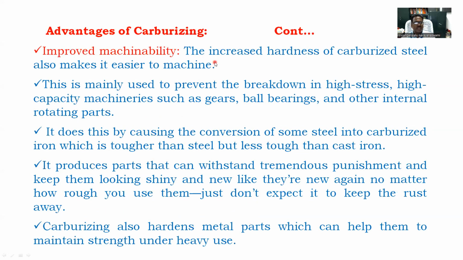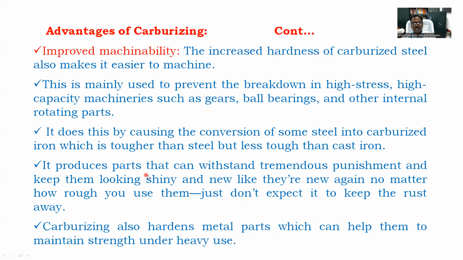The advantages of carburizing: improved machinability. The increased hardness of carburized steel also makes it easier to machine. This is mainly used to prevent the breakdown of high stress, high capacity machinery such as gears, ball bearings, and other internal rotating parts. It does this by causing the conversion of some steel into carburized iron, which is tougher than the steel but less tough than cast iron.